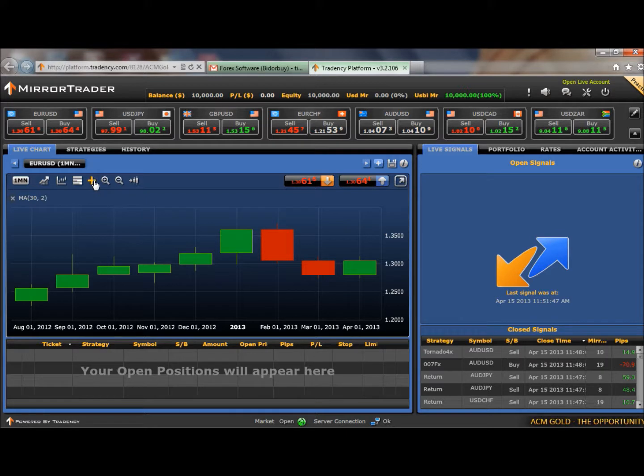Next to that, you can change your cursor to become a hand like this that you can drag your chart with, or then just the crosshair that we usually have. Next to that, you can zoom in or out of the charts.